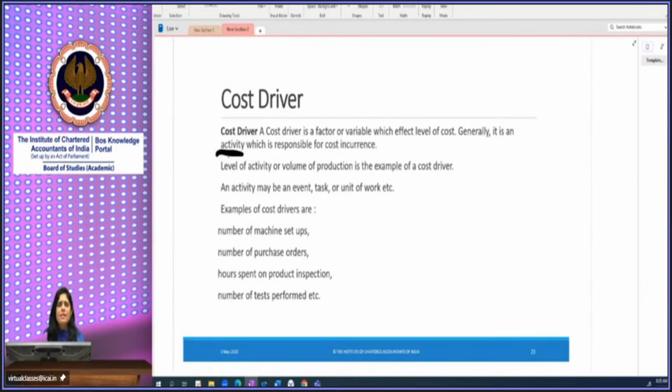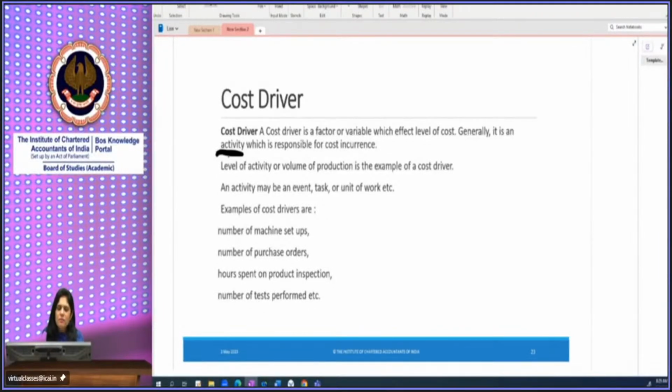So let us say there are 50 machine setups you are doing in a day, so the cost will be accordingly. If you are not doing any machine setup, there will be no cost of machine setup. Because of this activity, because the machine is being set up, the cost is being created. If no machine is being set up, there will be no cost. So the cost driver is the machine setup. The number of times you set up the machine in a day, the cost will be accordingly. So why the cost? Because of setting up of the machine. Clear? So the reason, the activity why the cost is being generated, that is the cost driver.